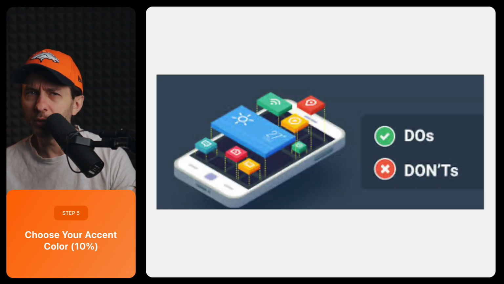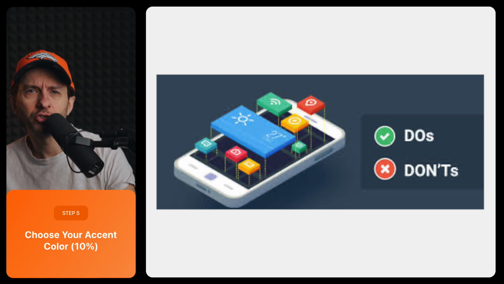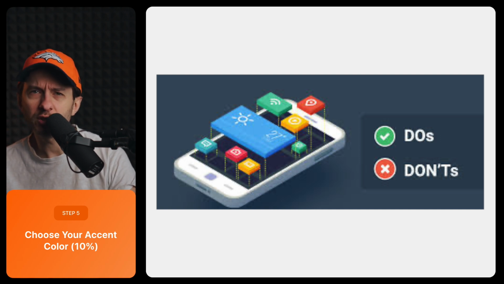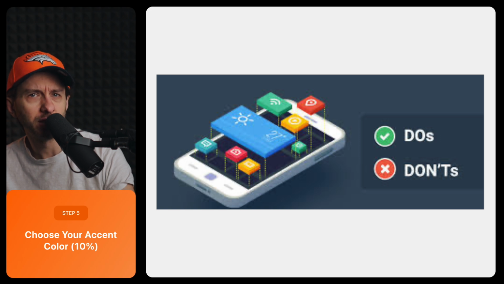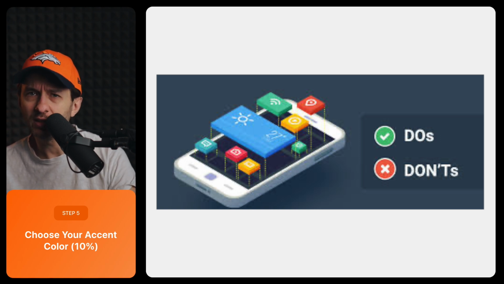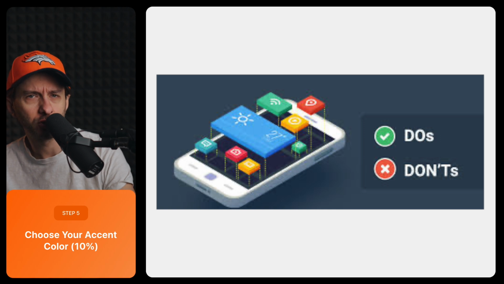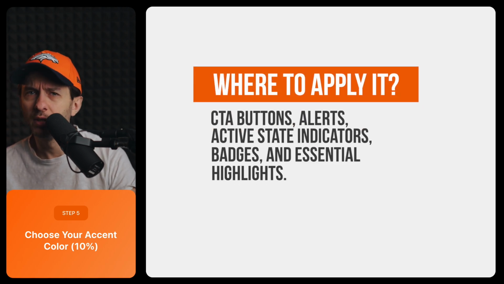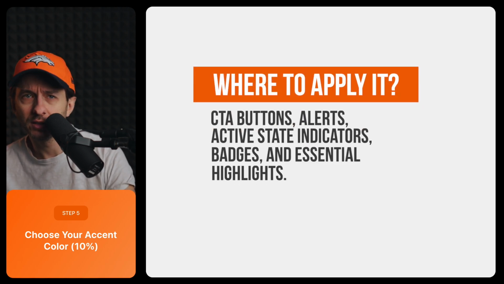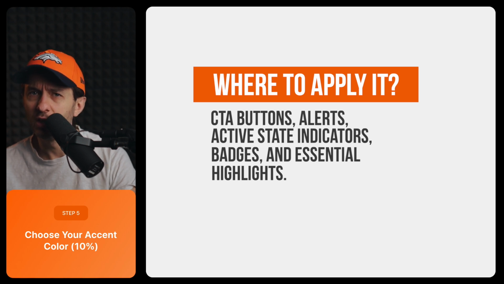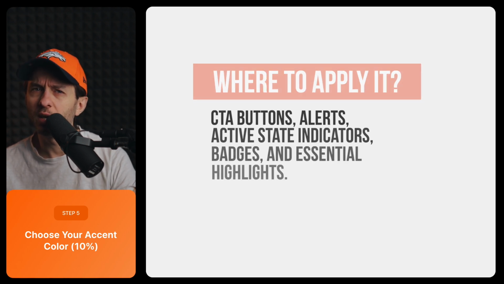Key things to keep in mind. Too much, it becomes overwhelming and distracting. Too little, users won't notice important elements. Just right, it subtly guides users to key actions. Where to apply it? CTA buttons, alerts, active state indicators, badges, and essential highlights.